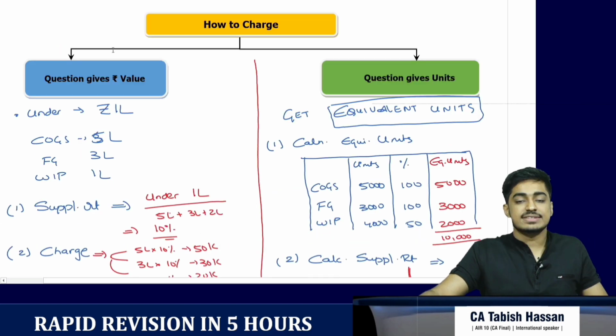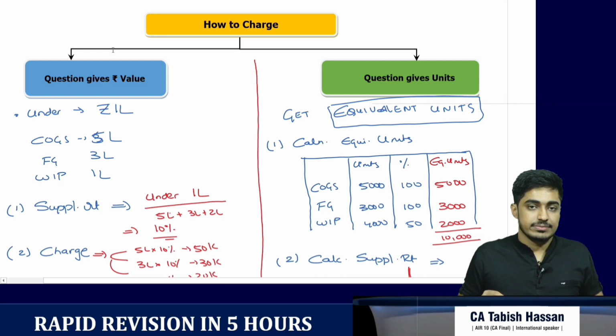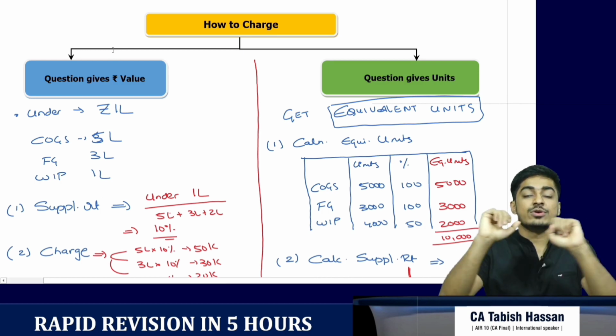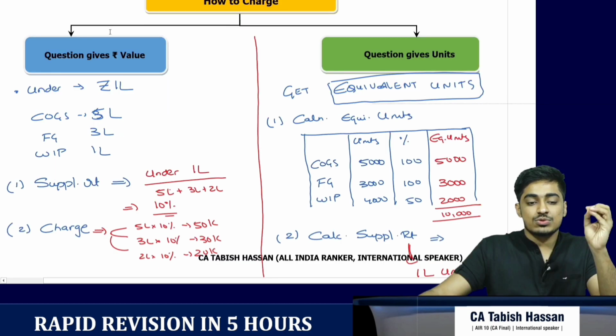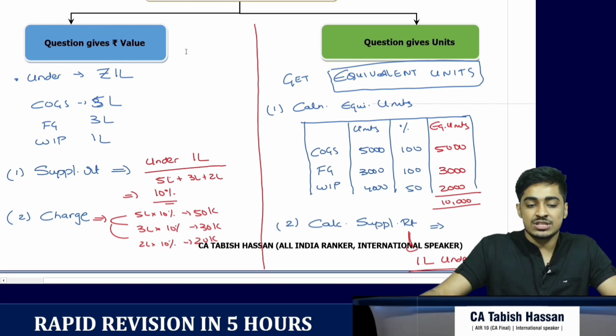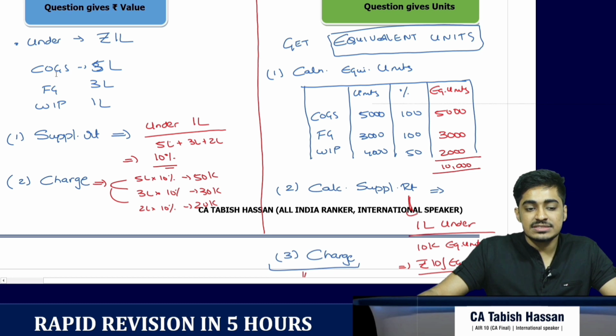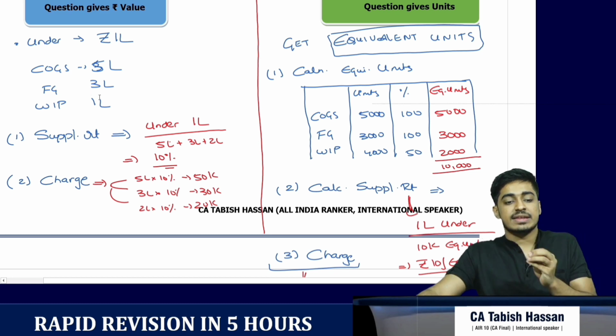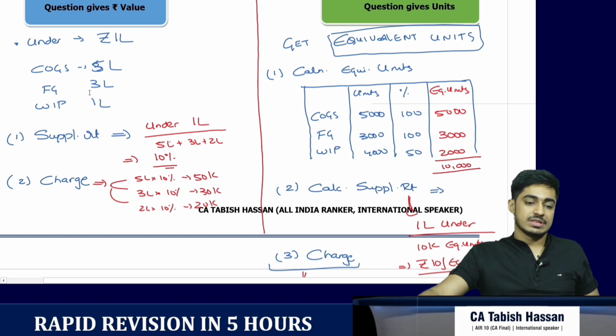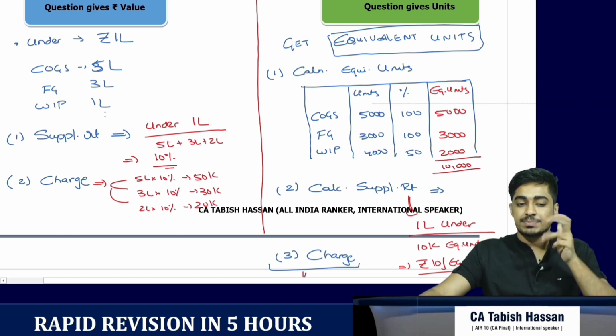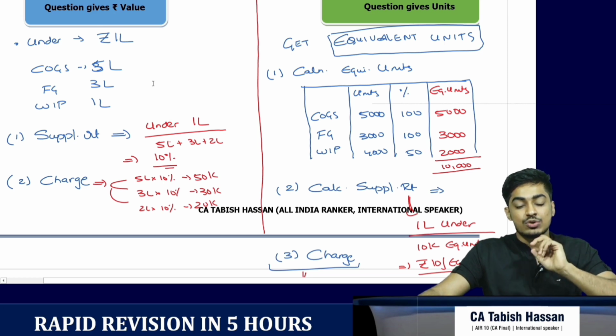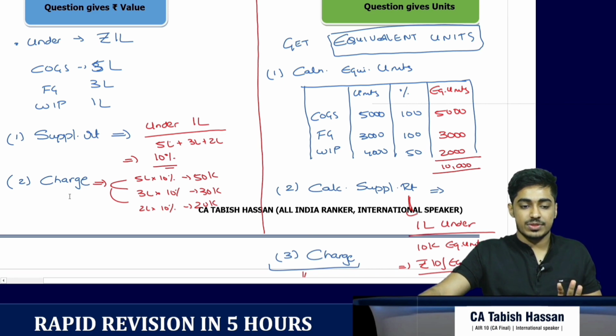Okay, next, how do we charge? Okay, question can give 2 different approaches. First is question has given us the rupee value, next question gives us the units. Say for example, the under absorption is 1 lakh rupees and it tells cost of goods sold, finished goods and work in progress is rupees 5 lakh, 3 lakh and 1 lakh respectively. Steps are simple. First, calculate the supplementary rate, that is under absorption of 1 lakh divided by the total cost of 10 lakh rupees. So we get it as 10%. Okay.